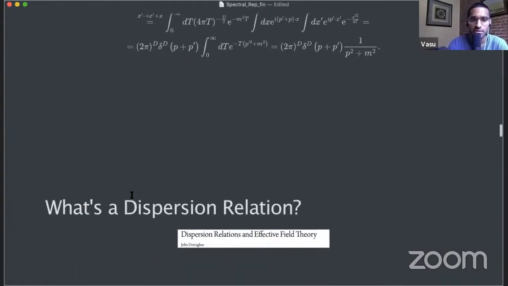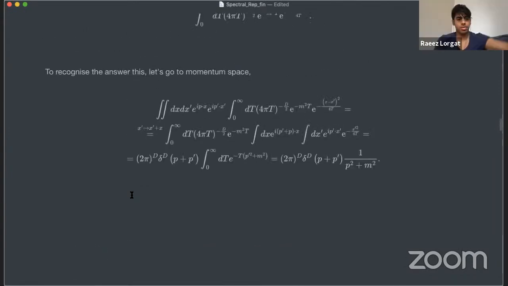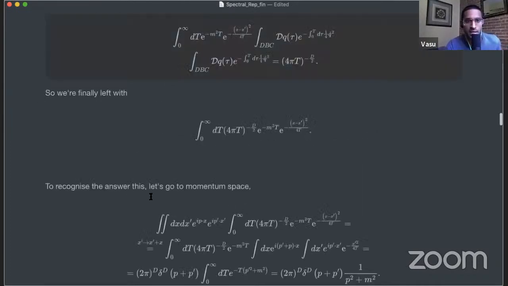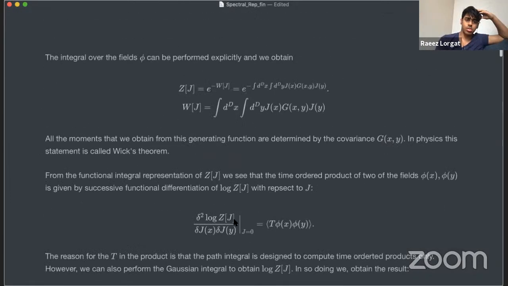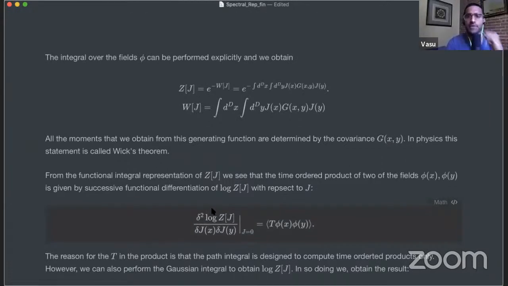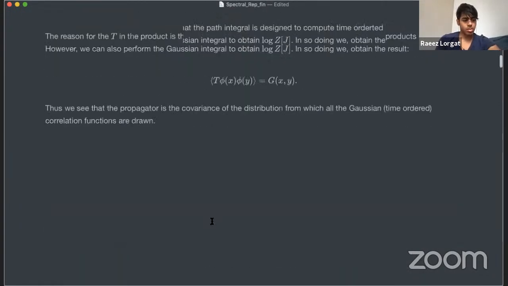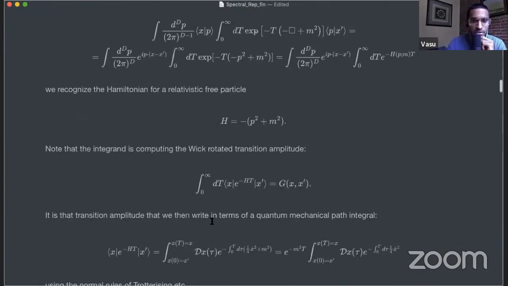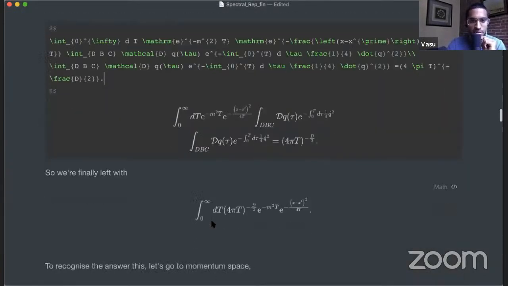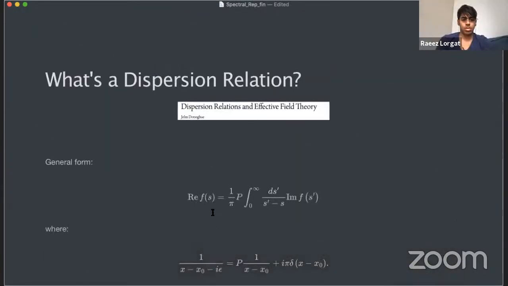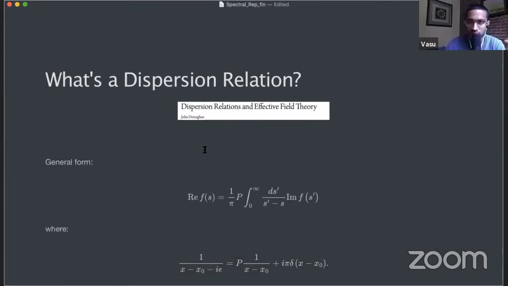So now we'll move on to what happens in an interacting scalar field theory. In particular, we'll see what happens to just the quadratic in source piece of the interacting field theory's generating function. So we'll see what happens to the 2-point function. But before that, let's see what a dispersion relation is, because that's what we're aiming to uncover about this quantity.